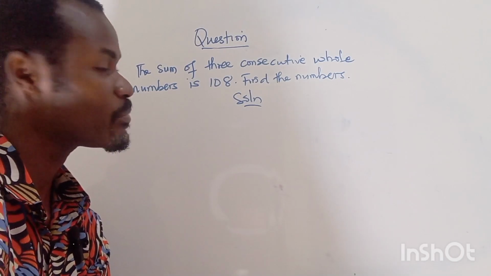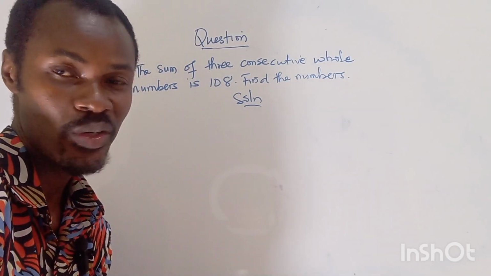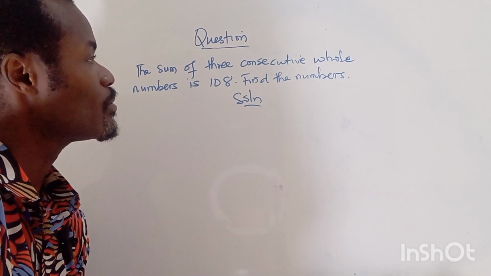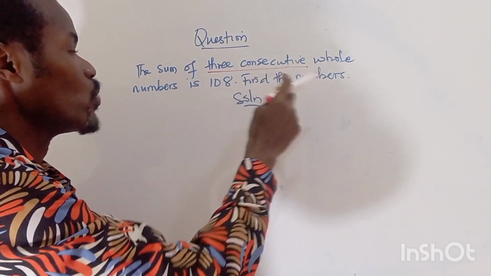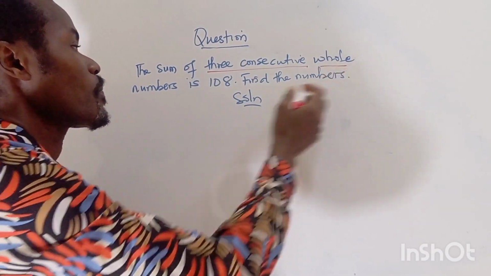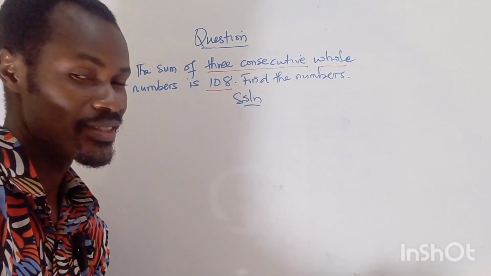Alright, so today we have a problem on the board. Let's take a quick one on this. The question says the sum of three consecutive numbers, so the numbers are three, whole numbers, is 108. We should find the numbers.